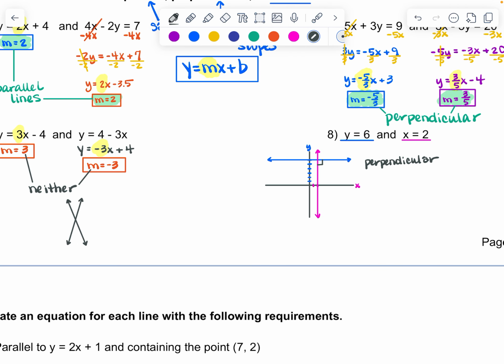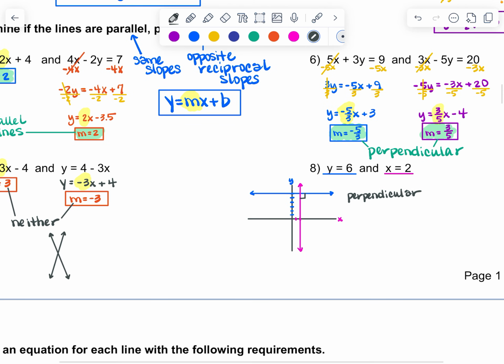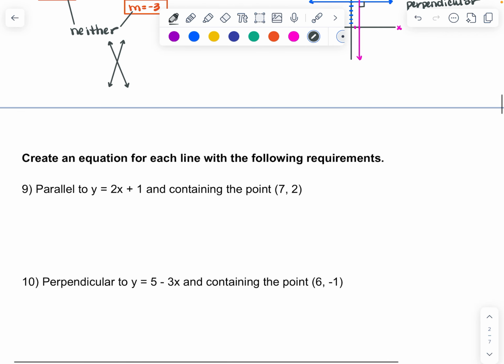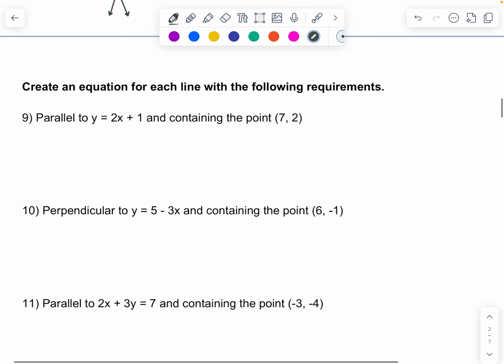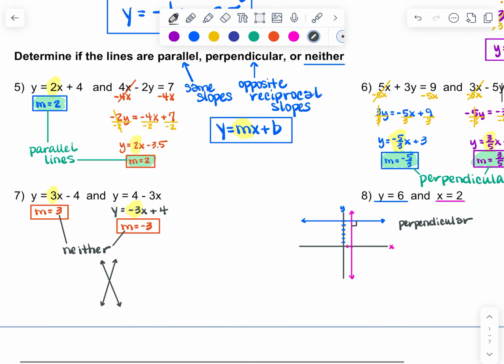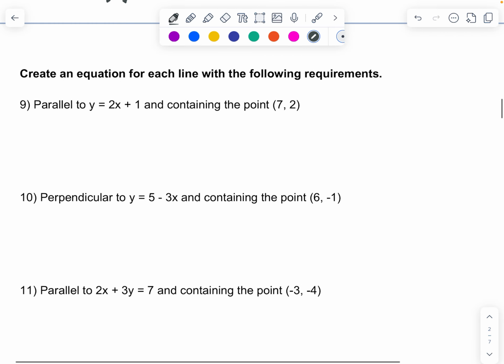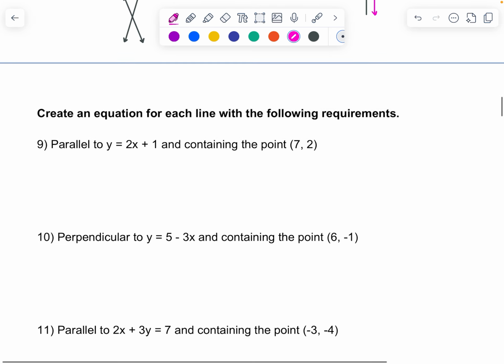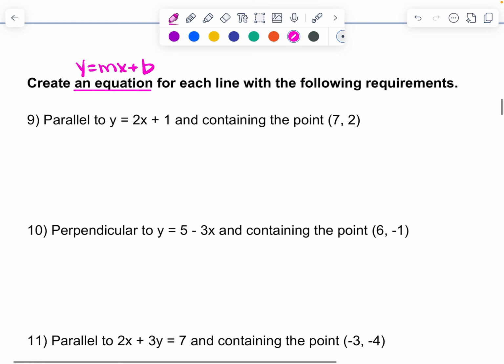All right, now let's go look at some more problems, very similar to the ones that we started with up at the top. All right, so here we go. Create an equation, and again, remember when it says an equation, we're going to assume that that is in y equals mx plus b form, unless it says otherwise, that meets the following requirements.